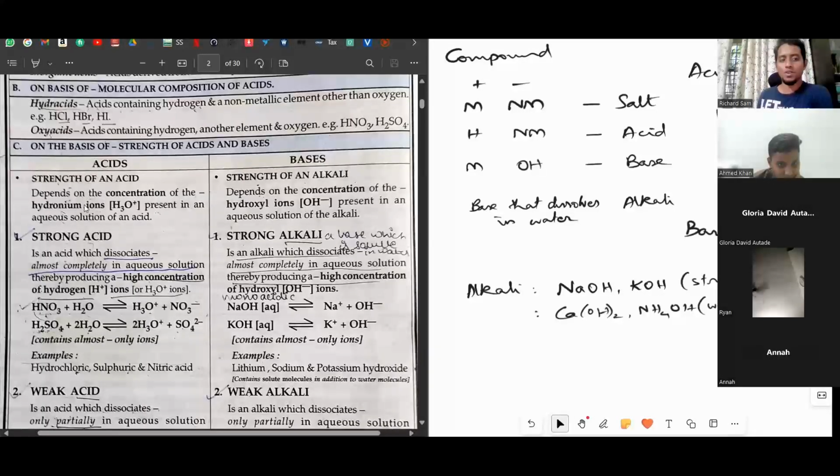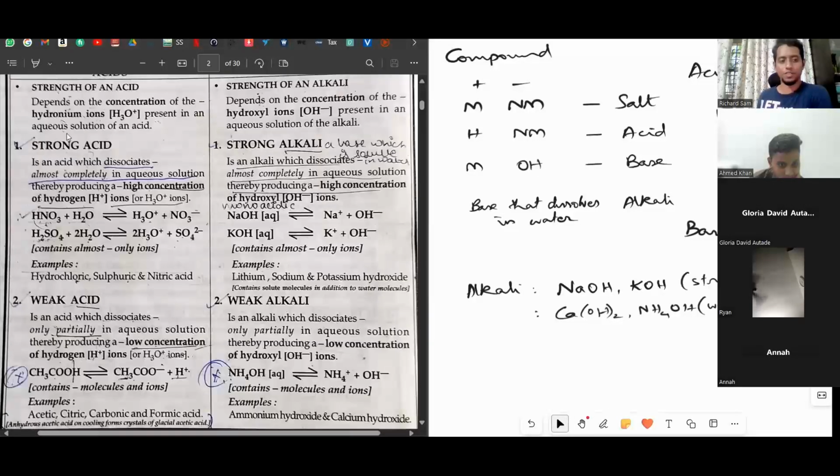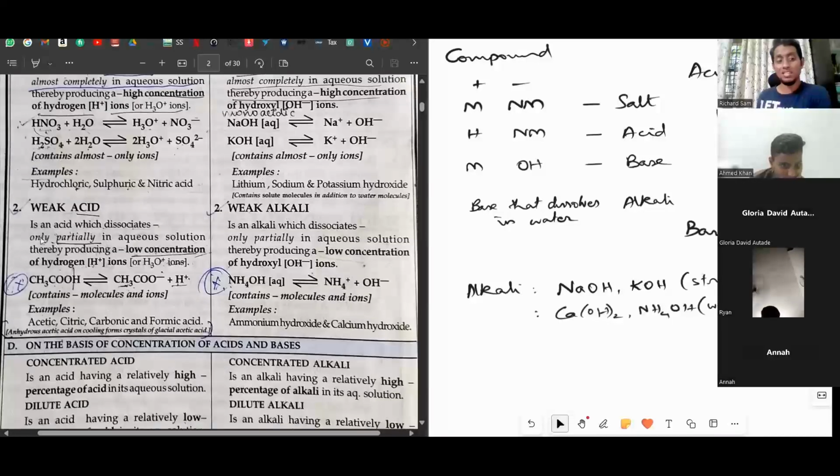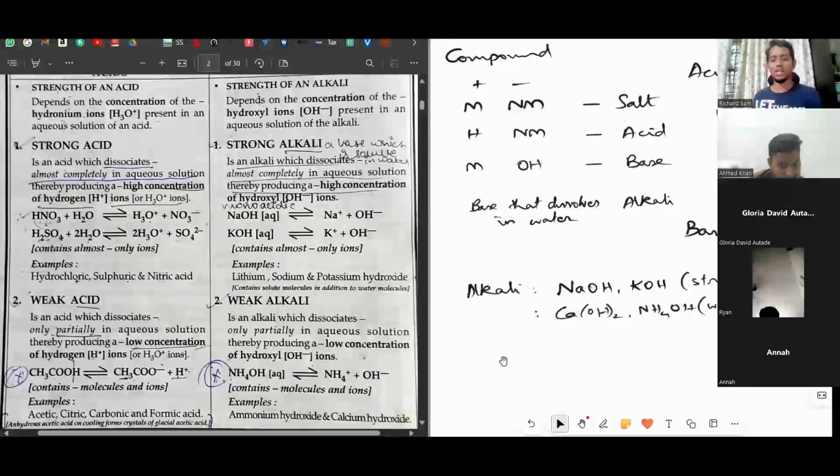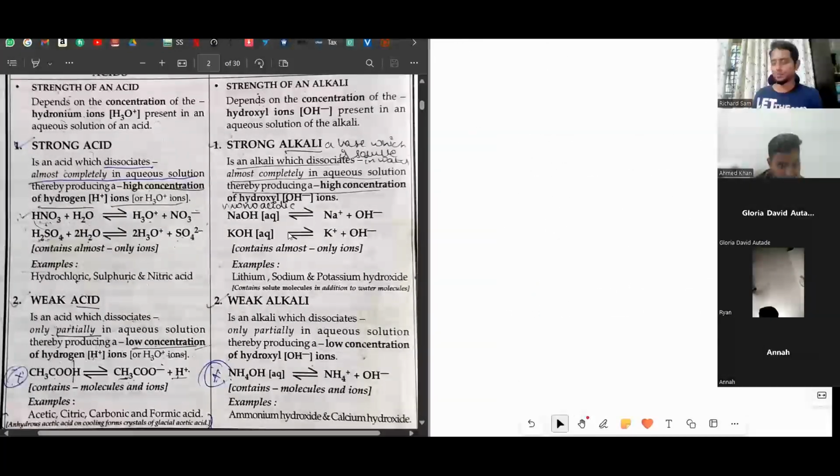Not very important part. Next is on the basis of strength of an acid. So, in acids, we have strong acids and we have weak acids. You know the strong acids? Those same three. HCl, H2SO4, HNO3. Weak acids, there are many. Okay, acetic acid, citric acid, carbonic acid, formic acid. Most of them are organic acids, right? They are weak. What do you mean by strong and weak now? How can you say one acid is strong, one acid is weak?